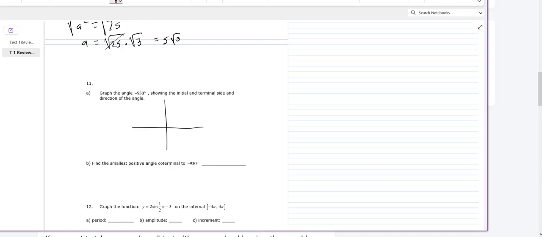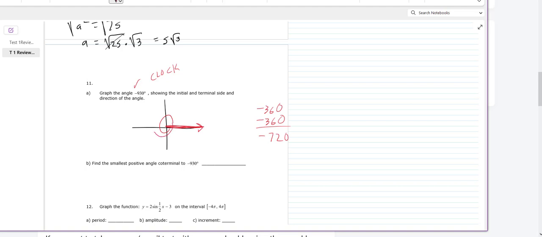The initial side is always the positive x-axis. If you write an angle in standard form, you always start at the positive x-axis. And what you would do on this is, every time, if it's negative, you know that you're going clockwise. And every time that you go through one lap, that will be negative 360 degrees. If you go another lap, then you're at negative 720.